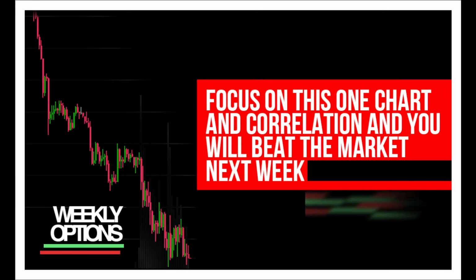So that is not normal. I'm here to tell you that that is not a normal correlation. Normally, when the markets sell off, DXY would go higher, the US dollar would go higher, bonds would go higher. Well, that's not what's been happening.